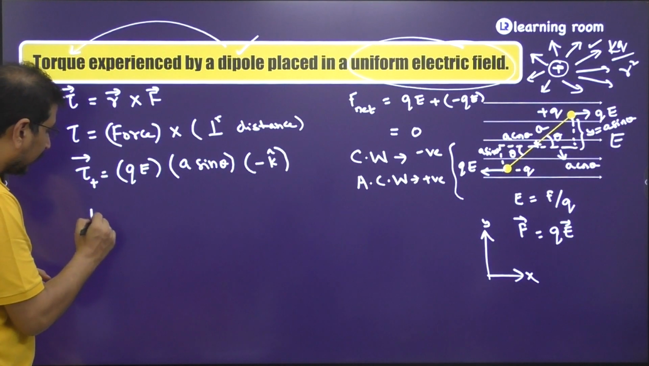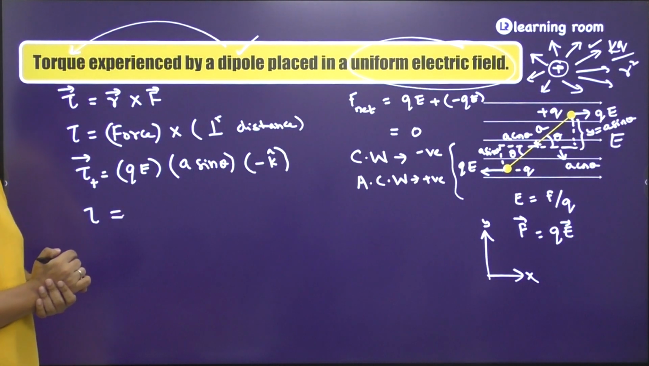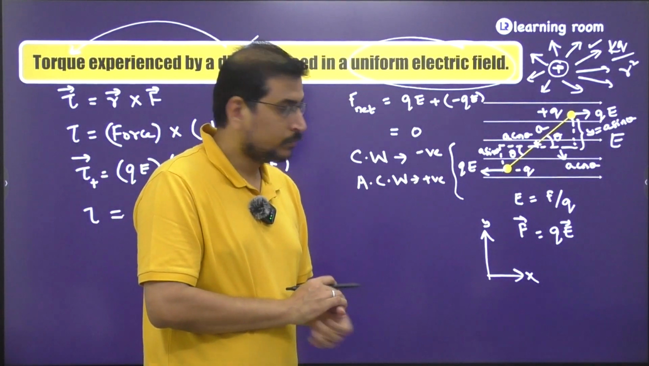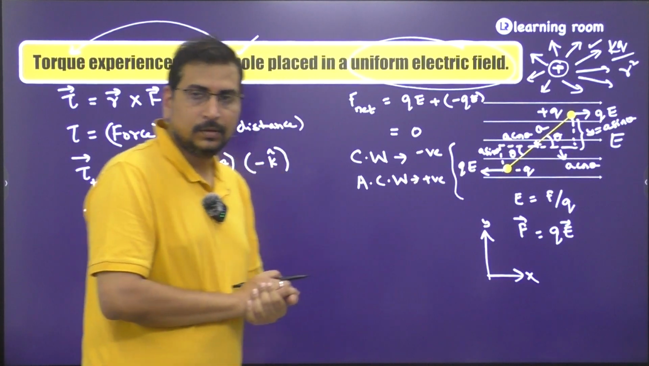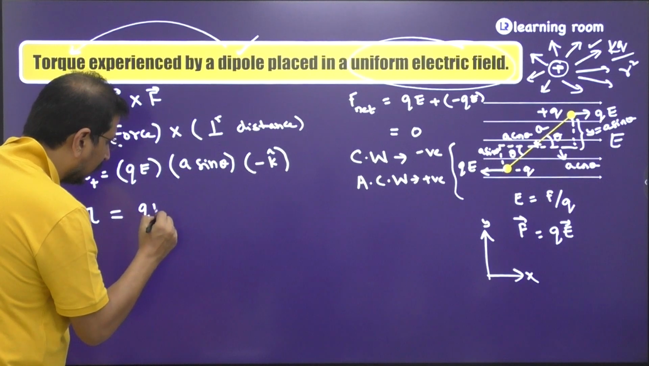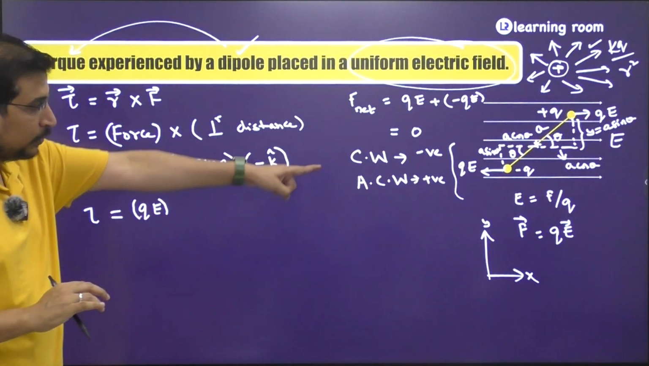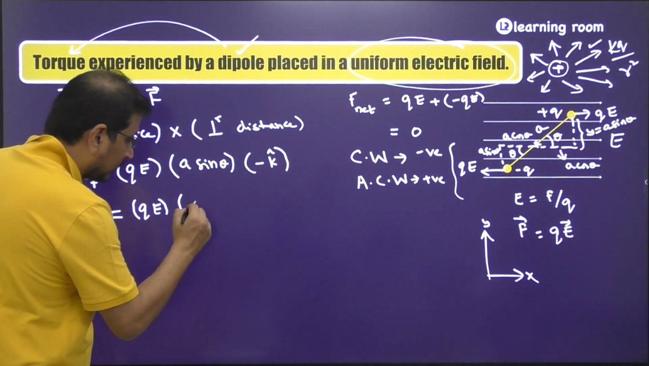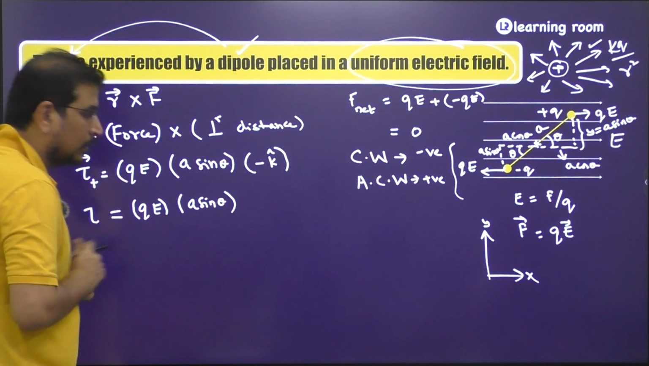So what about the torque that is acting due to the negative charge? It is QE into force into perpendicular distance. So force is again QE. You should not take minus QE because you have already assigned the direction. So QE into A sin theta, right?